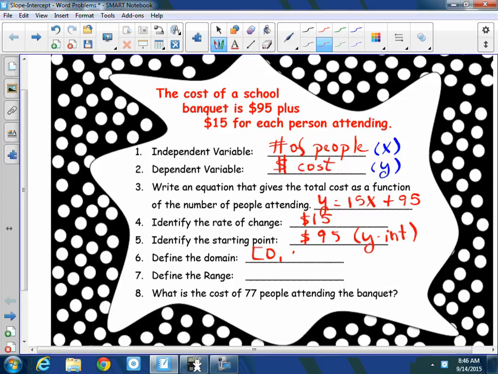Infinity, because technically, if it's a banquet and if it's held somewhere, it should have a limit, but it's not telling you what the limit is, so it's infinity. Very good. All right, somebody raise their hand and tell me what this range is.